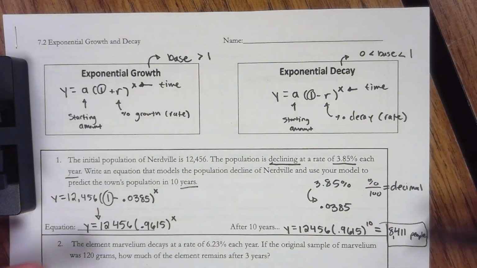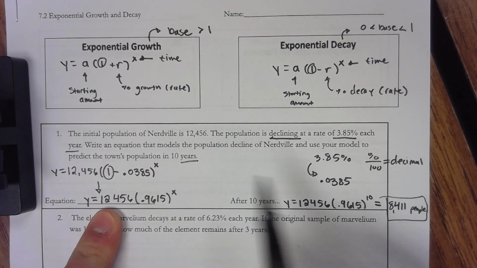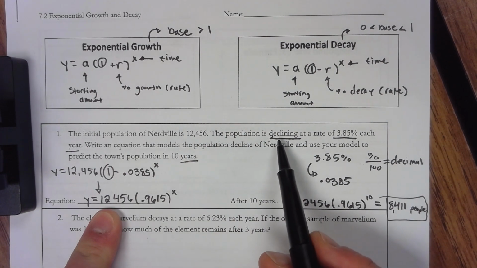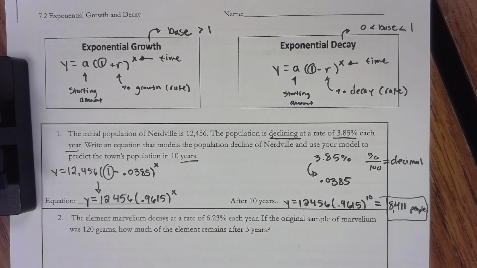And I'm always going to encourage you to just ask yourself, does that value make sense? Did I start from an amount, decide that this is decay, and get to a smaller amount? Yes. And here we're declining by just a little bit more than 4,000 people, which is quite a bit. But after 10 years at a rate of 3.85, you're like, yeah, that might make sense. So after you get that value, check whether it makes sense in terms of either growing or decaying. And if you're getting a value that's way off from where you started, that might mean that something went wrong within your calculations.